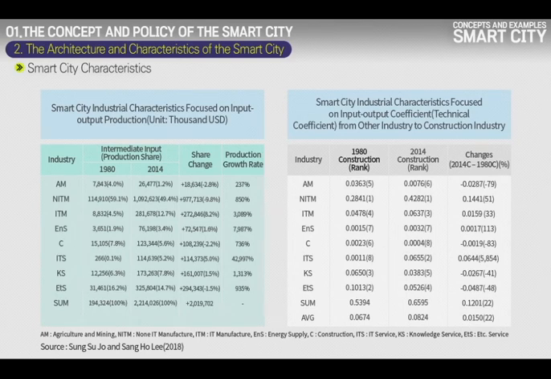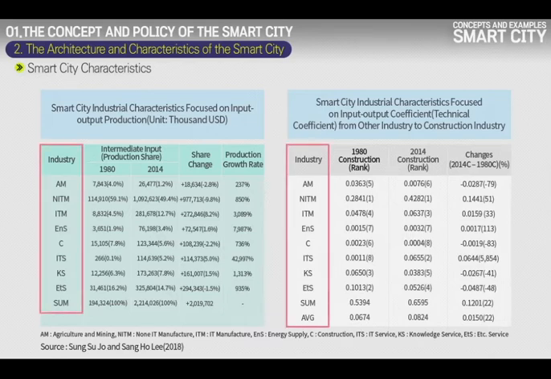The industrial characteristics were analyzed using the data from the Industrial Relations Table for 1980 and 2014, researched by the Bank of Korea. 8 industries including AM, NITM, ITM, ENS, C, ITS, KS, and ETS have been reclassified based on 403 industries. As we saw characteristics of the smart city, the smart city industry is represented by the IT manufacture, IT service, knowledge service industries.